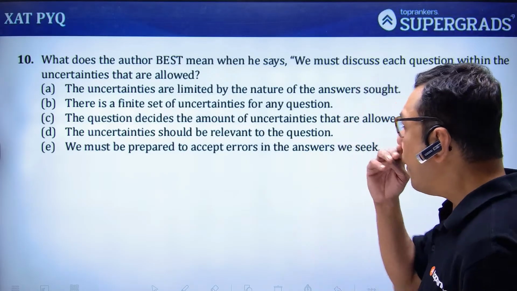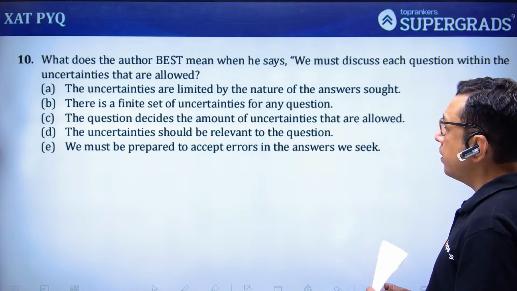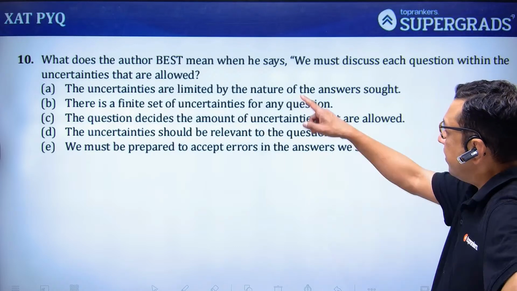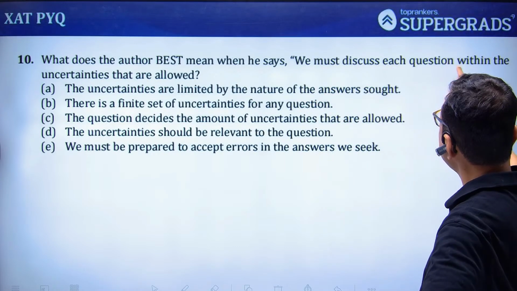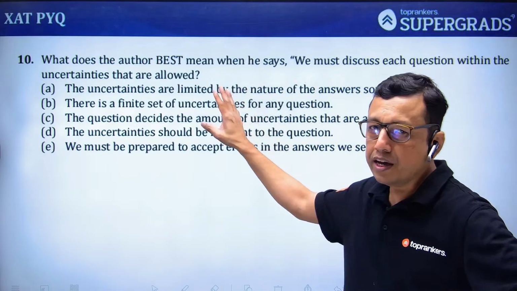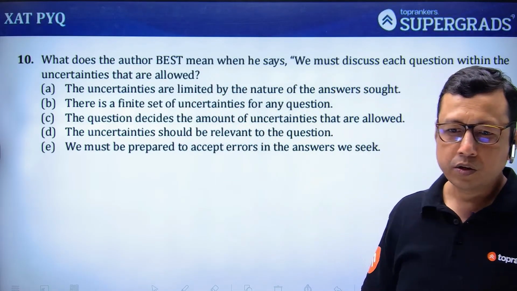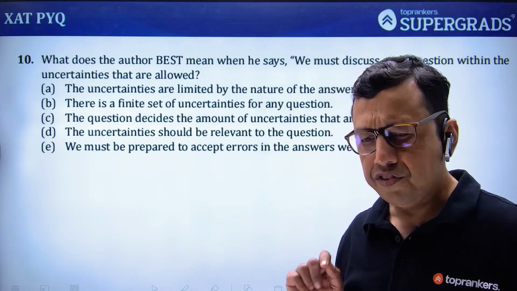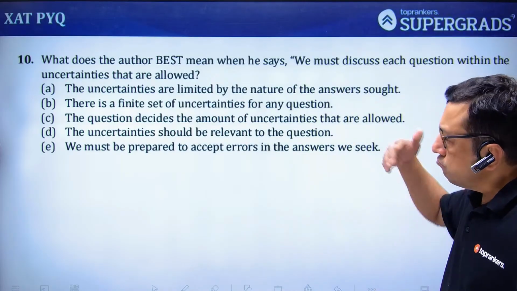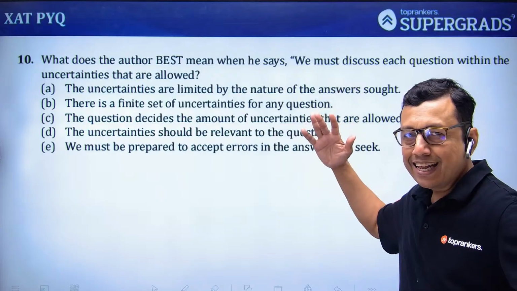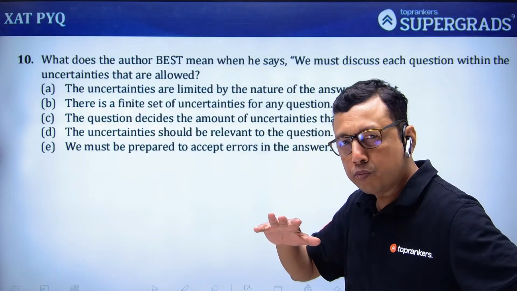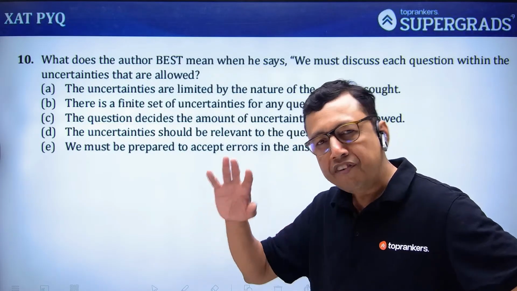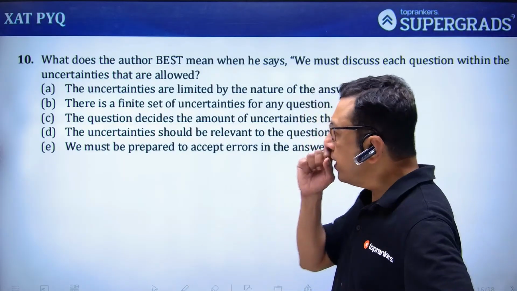Okay, what does the author best mean when he says we must discuss each question within the uncertainties that are allowed? Okay, just think about this question. In fact, when you look at the options, again, I'm going to focus specifically on the logic of elimination. Okay, let's take a look.